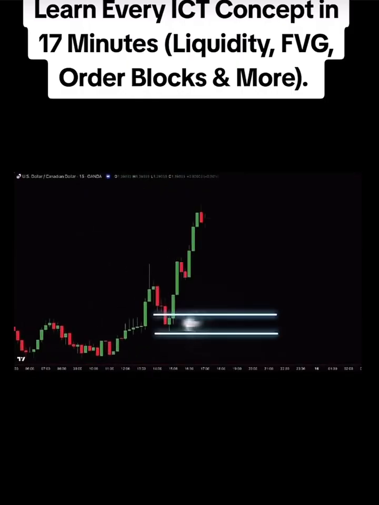But order blocks? They're not based on rejection. They're born from aggressive moves made by big players. If you see a strong impulsive price move away from a level, that's your clue. That area becomes an order block, because smart money likely entered the market there.